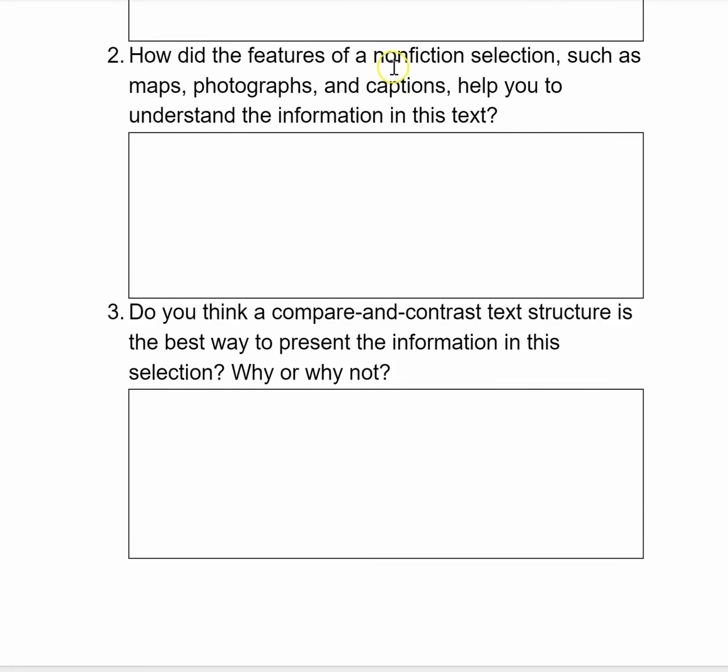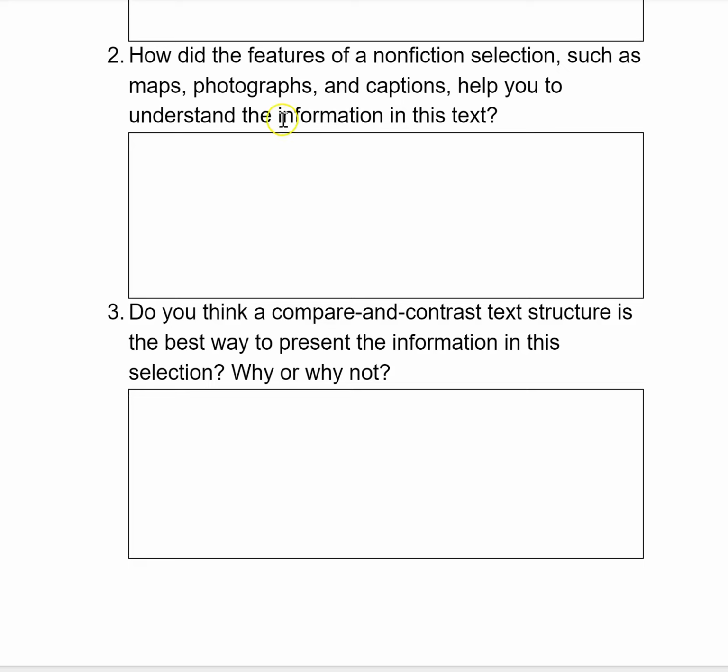Okay, number two, how did the features of a nonfiction selection, such as maps, photographs, and captions, help you to understand the information in the text? Well, oftentimes with nonfiction, like our science book, our social studies book, and this story this week about volcanoes, when they're trying to give you information about a complex subject matter, pictures with captions and things like that can give you a better visual of what they're talking about. Also, maps help us understand where in the world we're talking about.